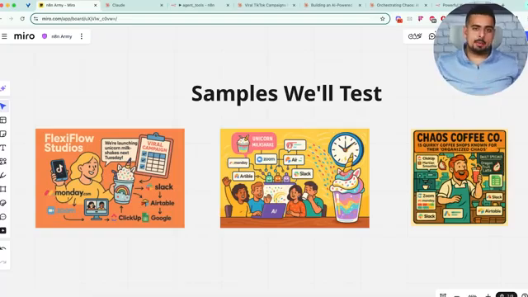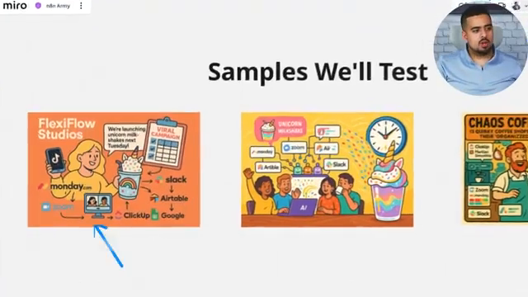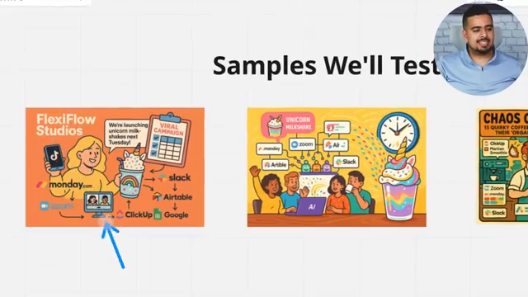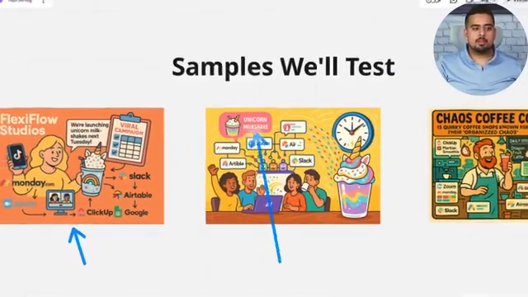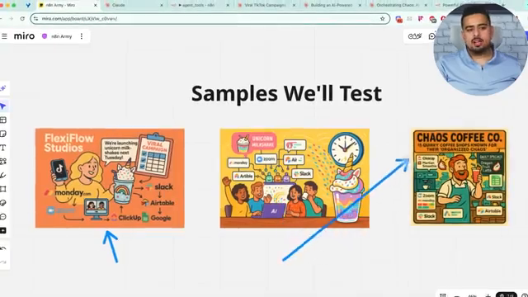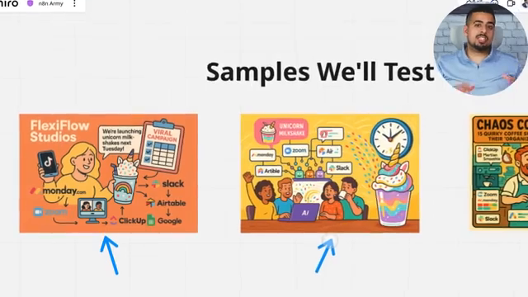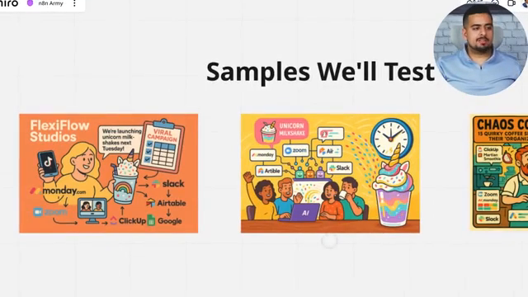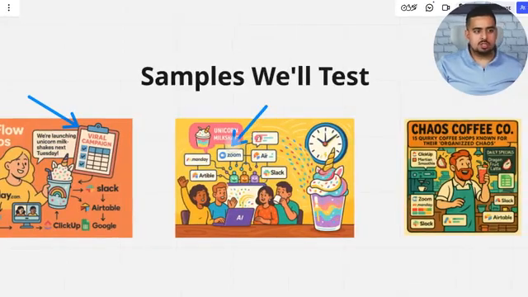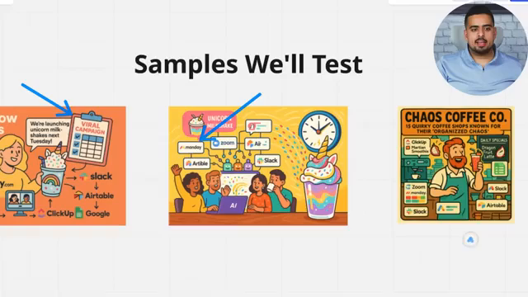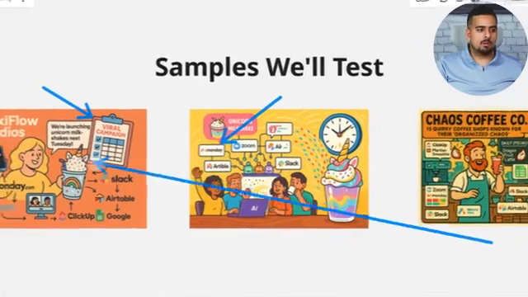Now, for our next 3 samples we're going to take a look at, we're going to analyze 3 completely hypothetical businesses. One is called Flexiflow Studios. That's a TikTok agency. We're going to look at a dessert place called Unicorn Milkshake, and then we're going to look at Chaos Coffee. Each of them uses different tools, but they have some similarities. So Flexiflow uses things like ClickUp, Airtable, and Slack and Google. And then Unicorn Milkshake uses Zoom, as well as those tools as well, and Monday.com. And then Chaos Coffee uses a mixture of what both of these use.